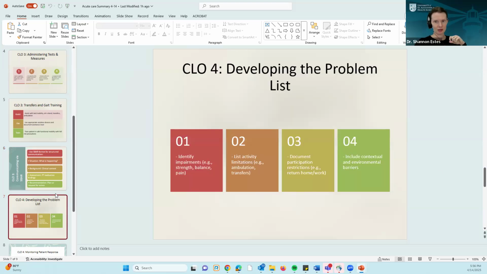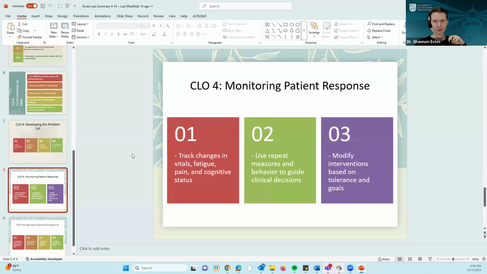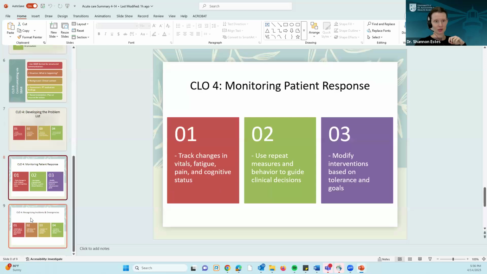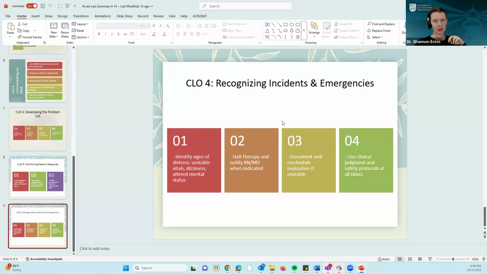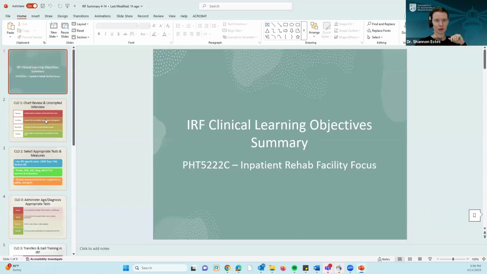Your problem list, that's your ICF model, right? Always monitor the response. And then recognizing the incidents and emergencies, situations where reacting fast is important will happen in this setting. And then I got one more and 4 minutes to get through it. And I do think I can do that.